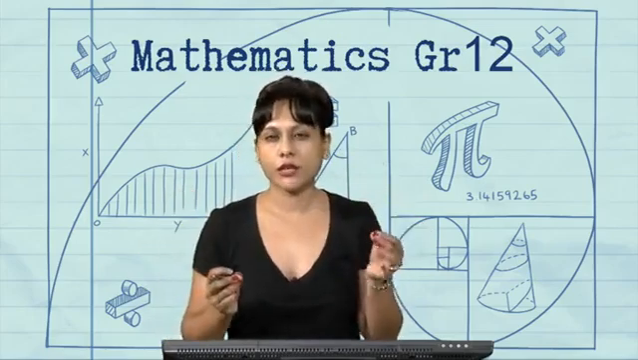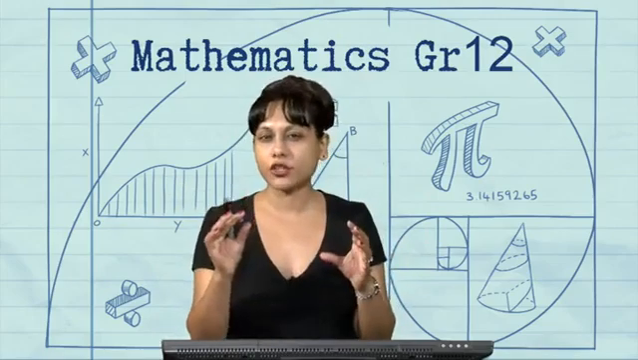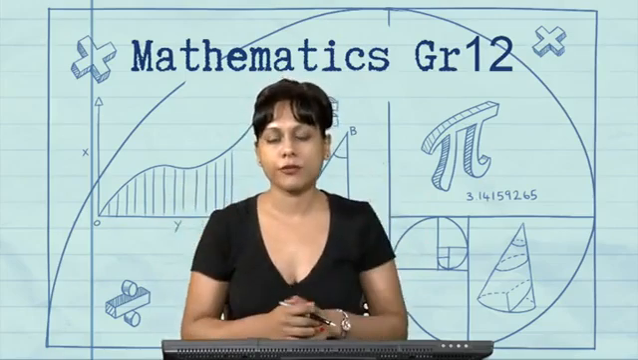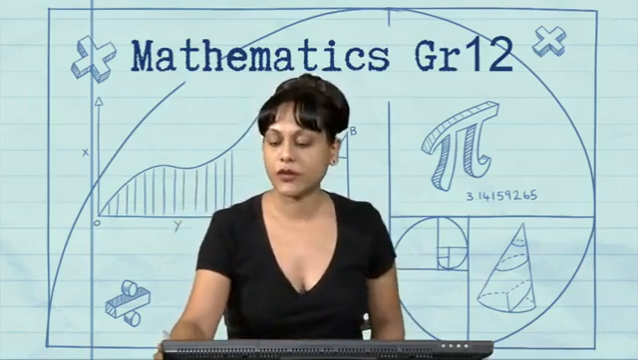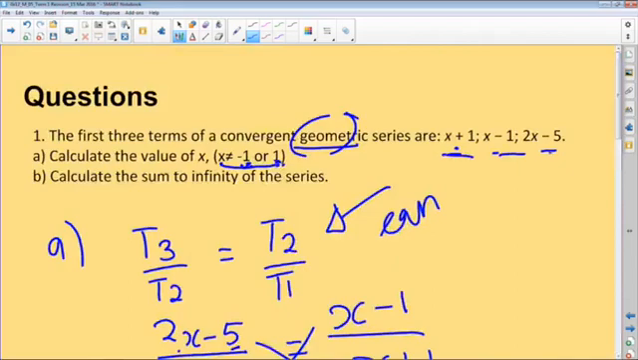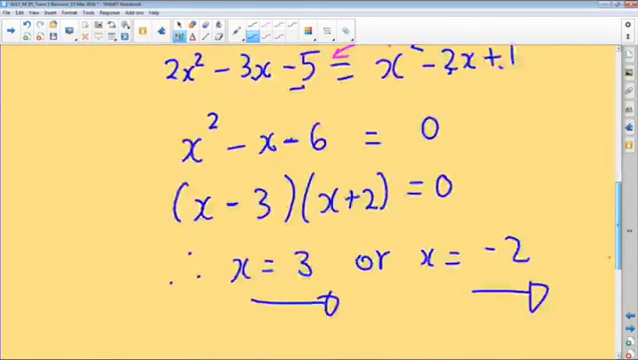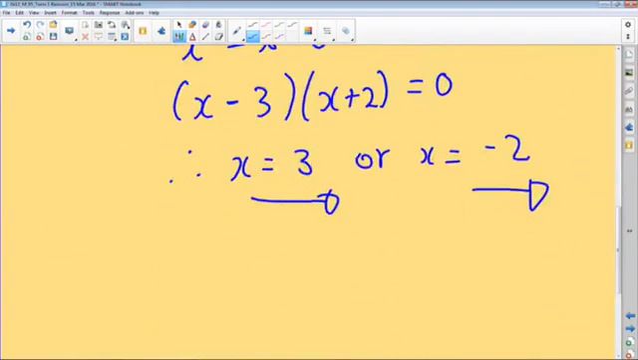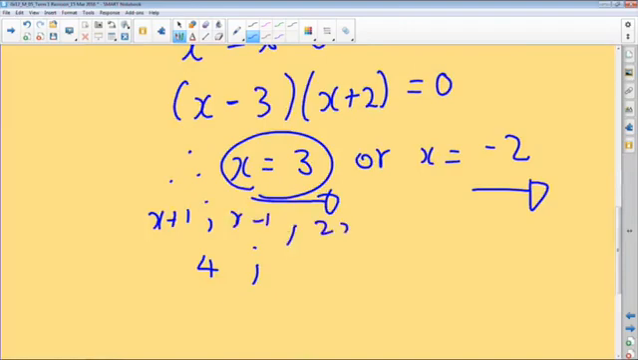So you want to choose the value for x that's going to give you a ratio between those two values. So you substitute your x values back into your first three terms and then see what you get. So if I substitute x is equal to 3 into my first term, which is x plus 1, I'm going to get 4. Remember, your first three terms were x plus 1, x minus 1, and 2x minus 5.